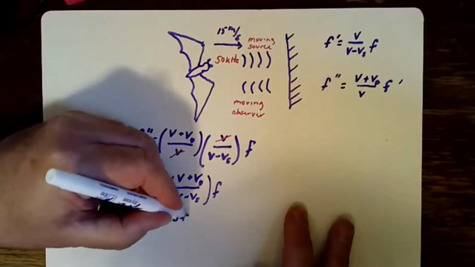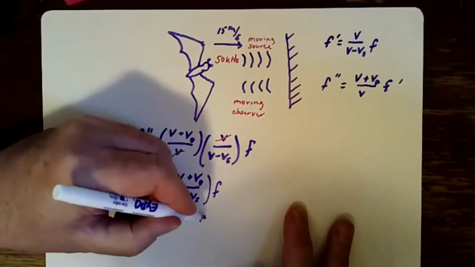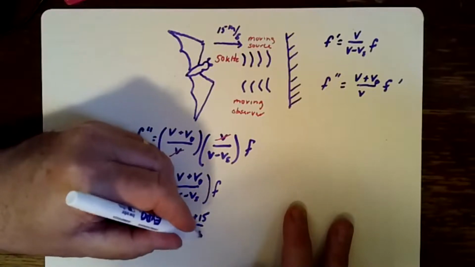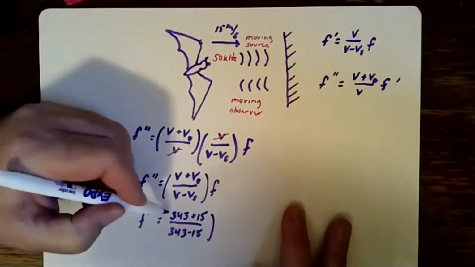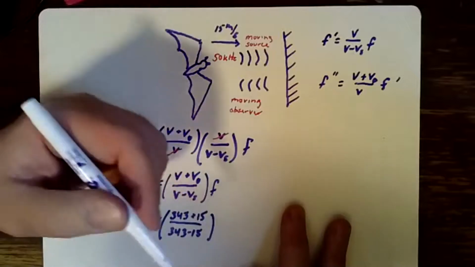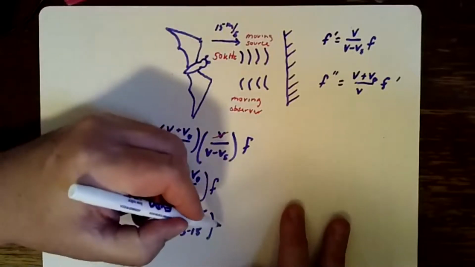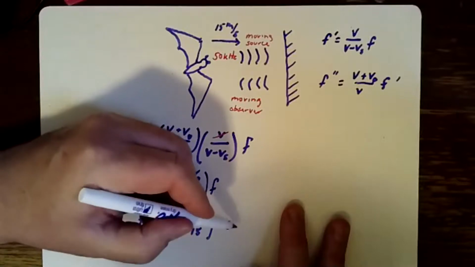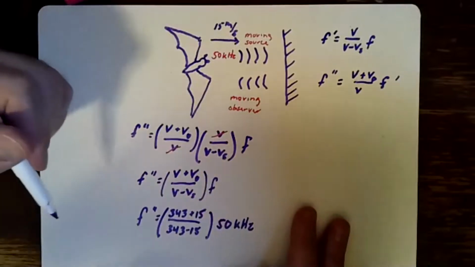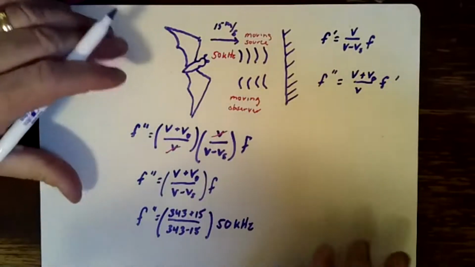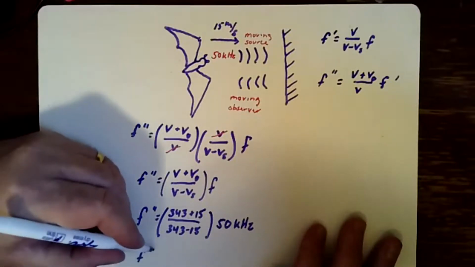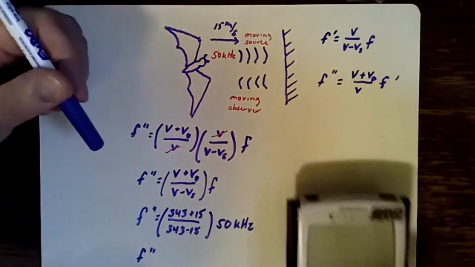343 plus 15 over 343 minus 15. And actually, this case of the double Doppler shows up a lot because Doppler radar that's used to detect rotating storm systems will do the same thing. If you're driving down the highway and you see officer friendly shooting their radar gun down the highway, they're going to get a double Doppler shift. All right. So it looks pretty good. Let's see what this turns out to be.